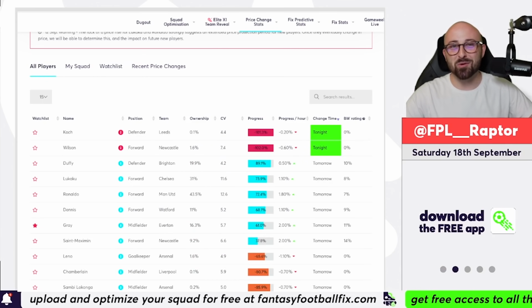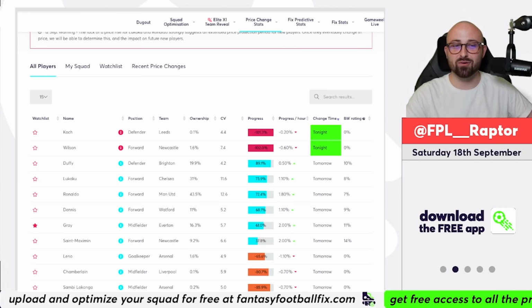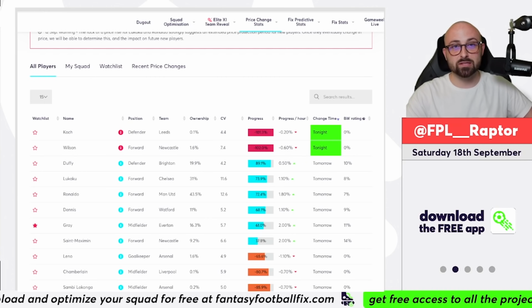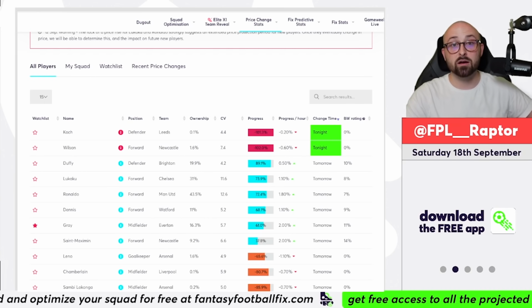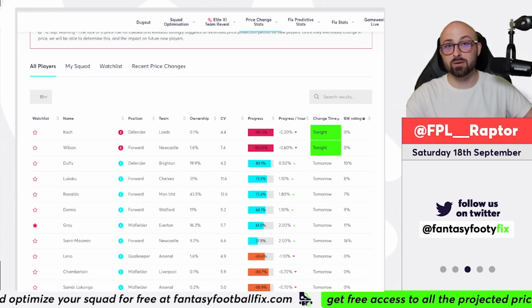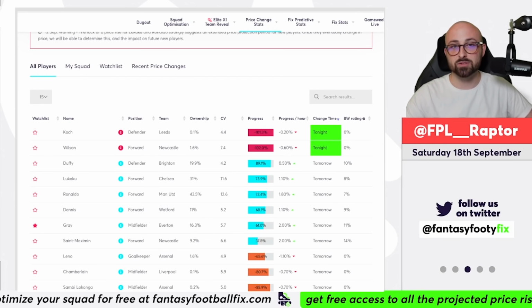Anyway, I hope you enjoyed that little quick-stop tour of how to look at price changes and what we're looking at. Today's focus, though, in the next section is going to be Ismaila Sarr. Should we be bringing him in? If so, should we do it tonight? And are there any different alternatives to Ismaila Sarr?